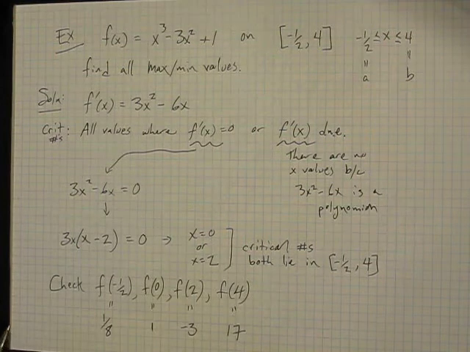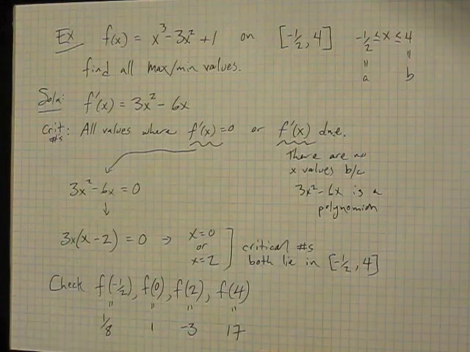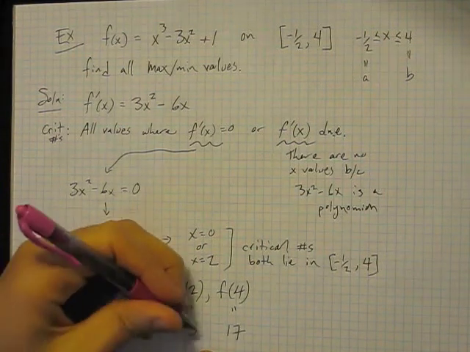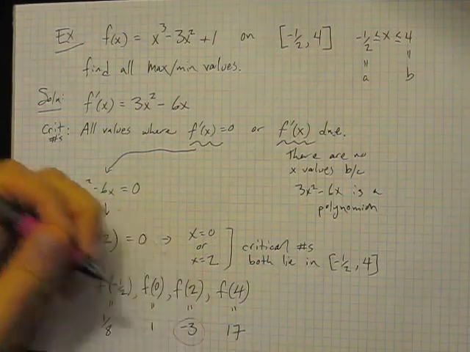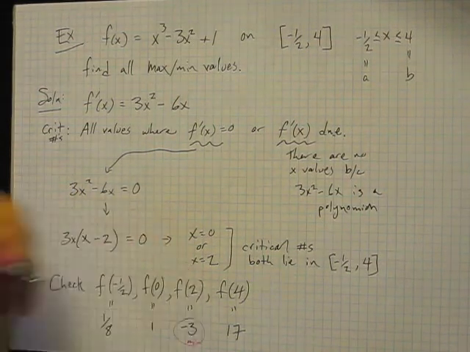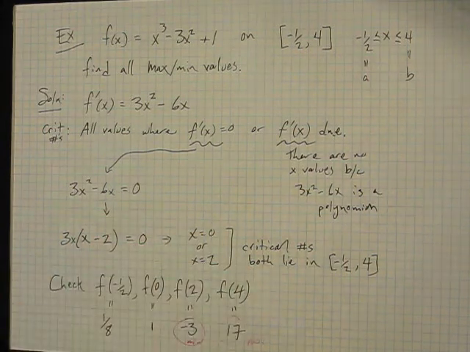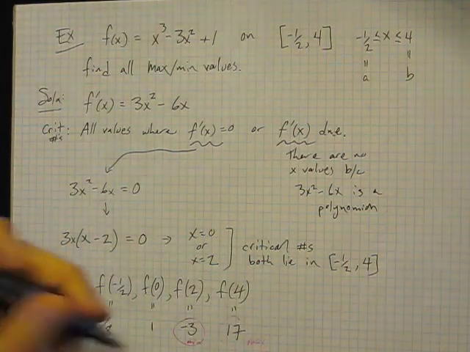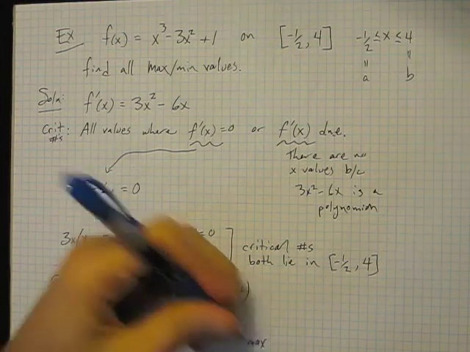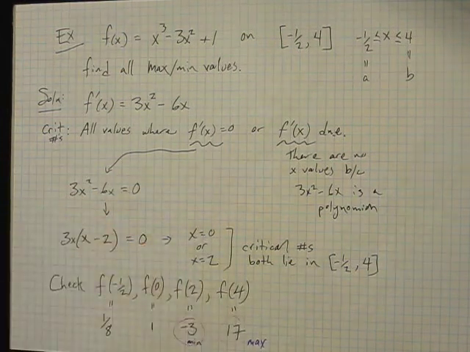Okay. So we check. So now take a look. Which of these is the smallest and which is the largest? Okay. There's the smallest. So this is the min. And here's the largest. So this is the max. I don't know if you can see that or not. I just want to emphasize max, min.